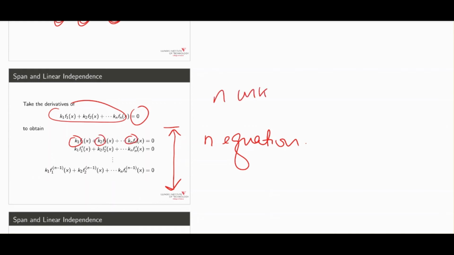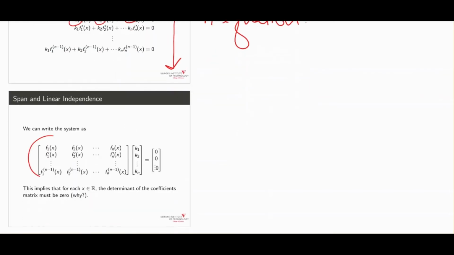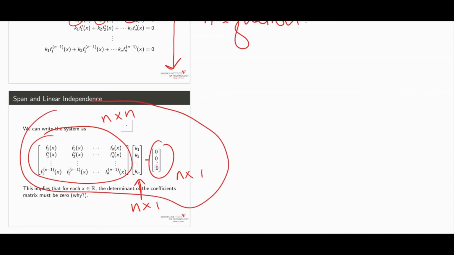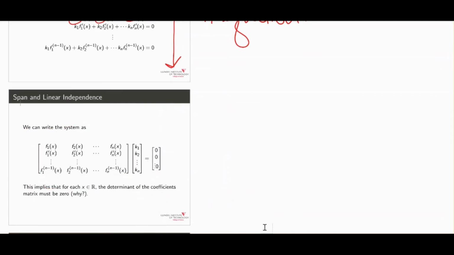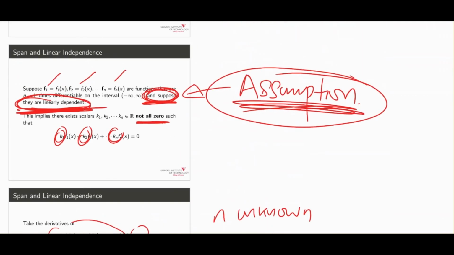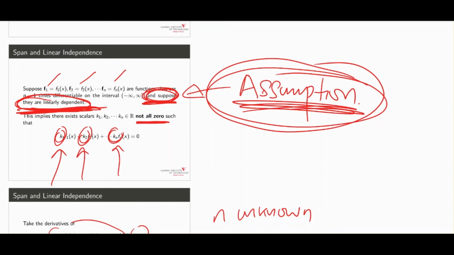This is good because if you write it in matrix form, this is going to be a square matrix of size n by n, this is going to be an n by 1 matrix, and this is going to be an n by 1 matrix. There's a typo here, the dots should go here. But the key thing is we have this. So we artificially create equations and unknowns. Don't forget, what is our assumption here? Our assumption is that they are dependent, which means the k's here are not all 0.